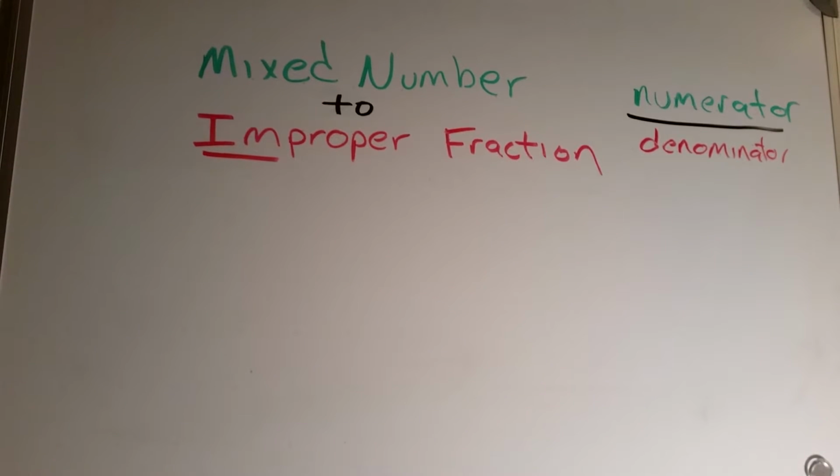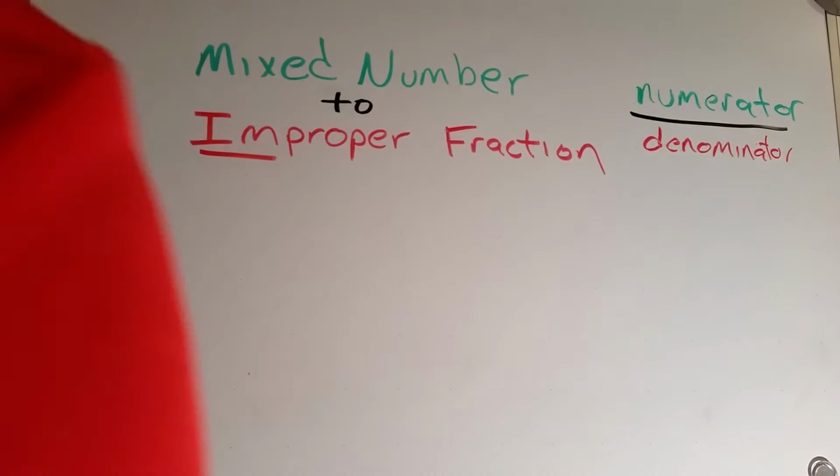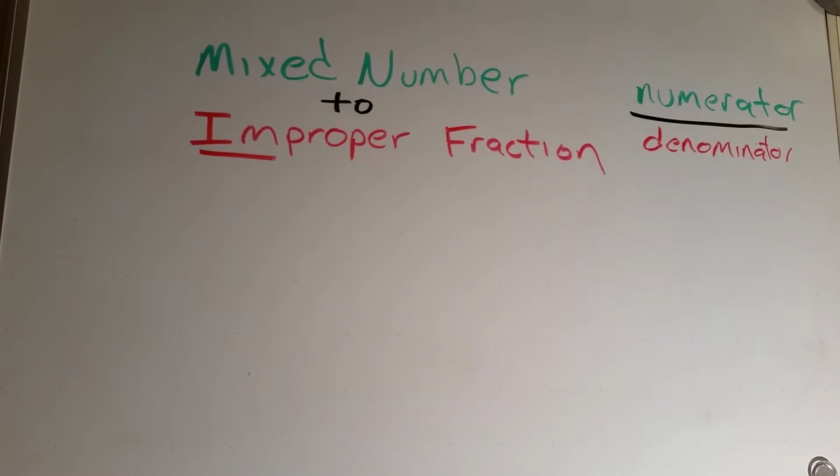Alright, today's video is going to be quick, and it's going to be about how to switch a mixed number to an improper fraction, okay? On the far right, as a reminder, I put that the top number is the numerator, and the bottom number is the denominator.